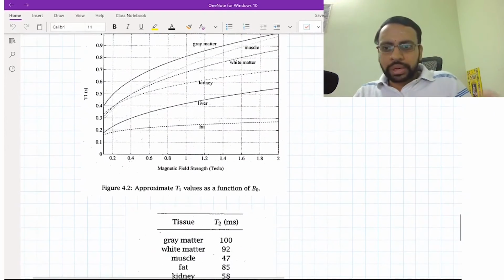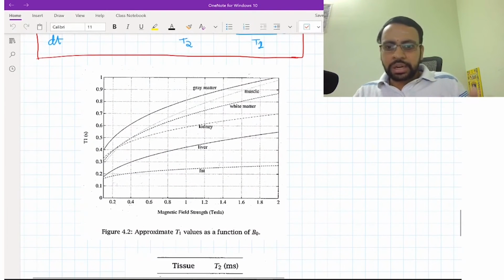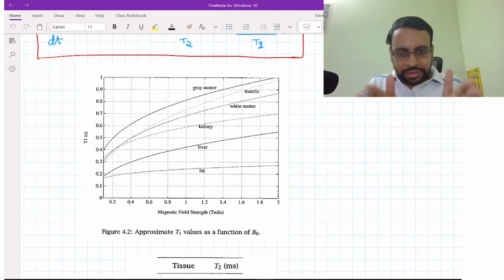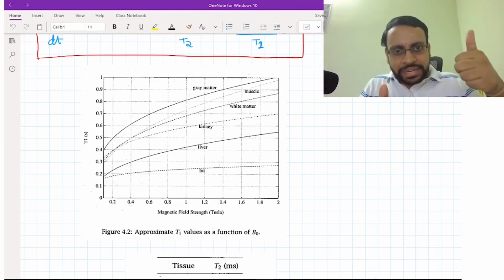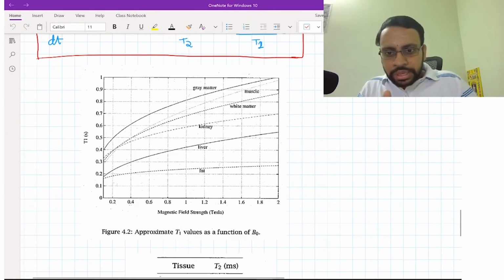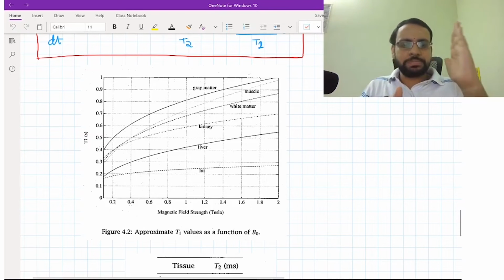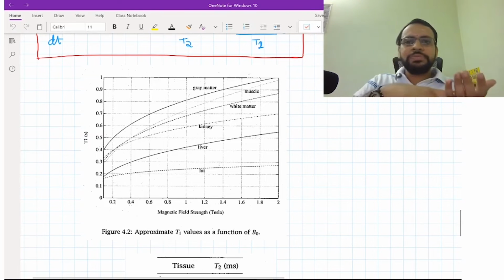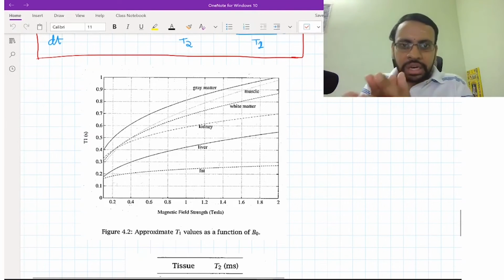If you want to take a look at how this would be, as I mentioned, T1 depends on spin-lattice interactions as well as the magnetic field strength that you apply. Here on the x-axis you have the magnetic field strength B naught that you are applying in Tesla, and here are different tissues, let's say fat, liver, kidney, white matter, muscle, gray matter. This tells you, for a given applied magnetic field, how much time it takes for longitudinal relaxation or T1 relaxation.